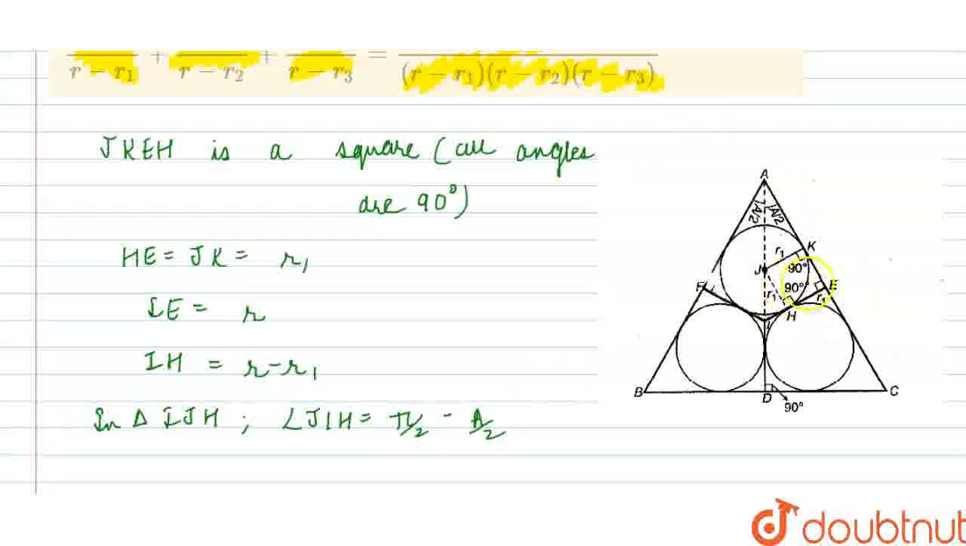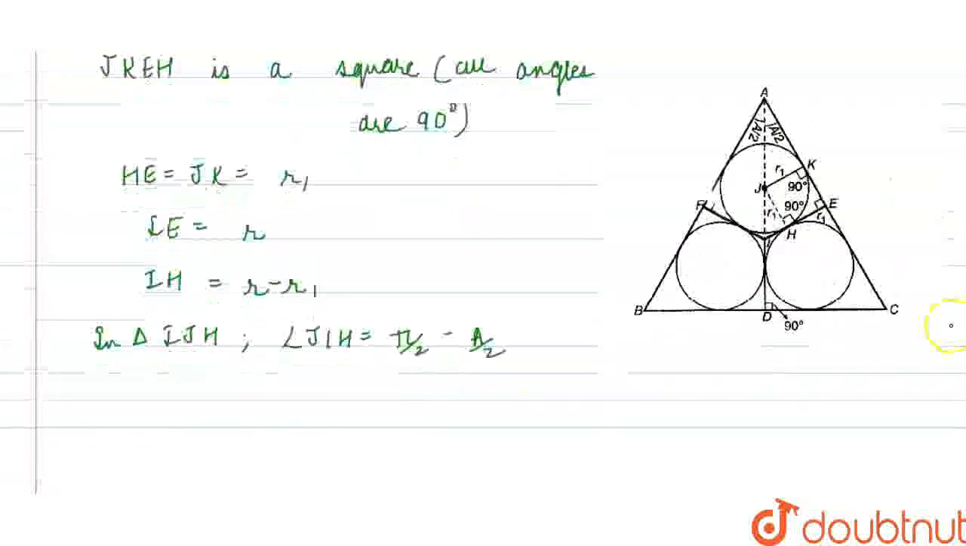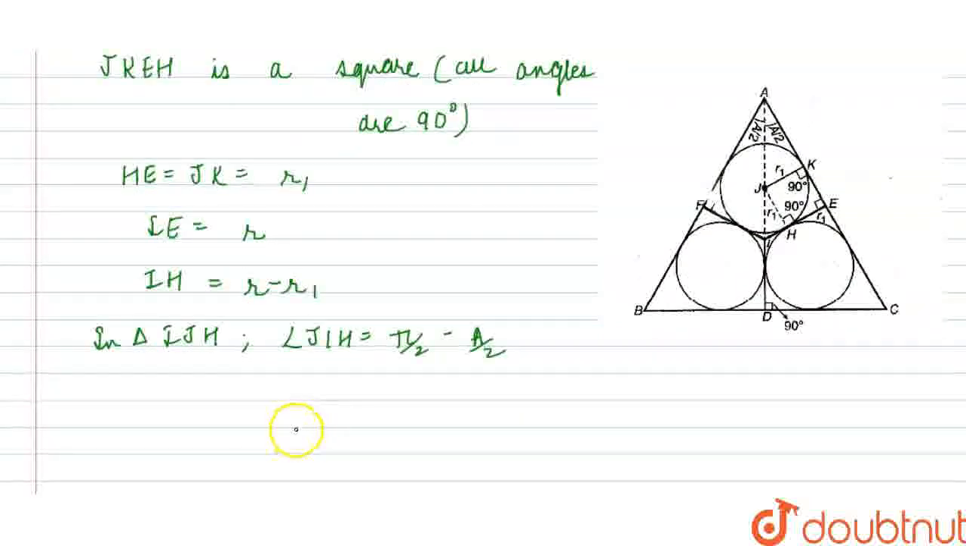Because we can see that in triangle IAH, this angle is 90 degrees, so if this is A by 2, this must be 90 degrees minus A by 2, so that's why this JIH is pi by 2 minus A by 2. I hope this explanation is clear. Now proceeding forward, tan of pi by 2 minus A by 2. Basically, I'm taking tangent of this angle, that is JIH. So this is pi by 2 minus A by 2, this is JH upon IH. So basically, what I can write is, this is R1 upon R minus R1.